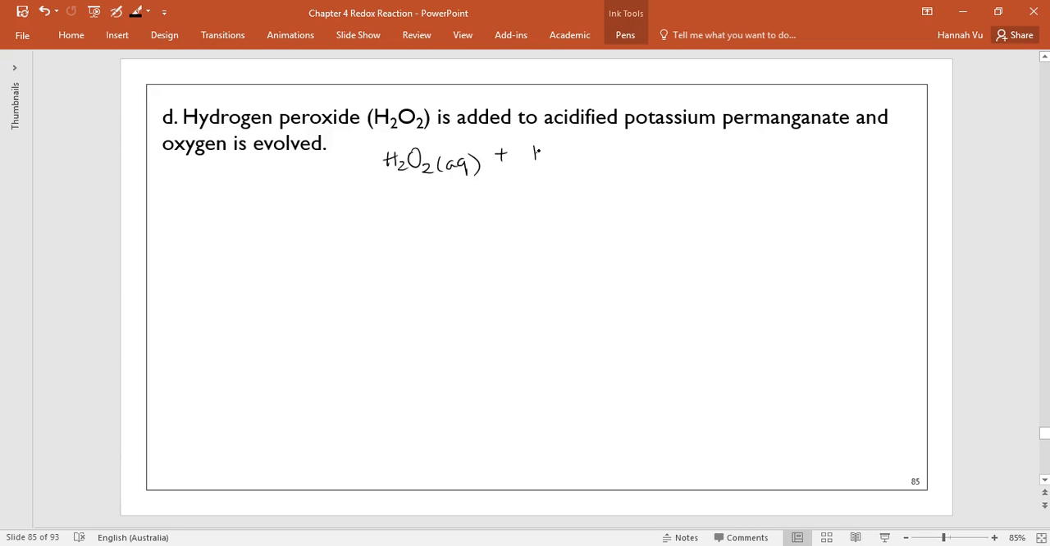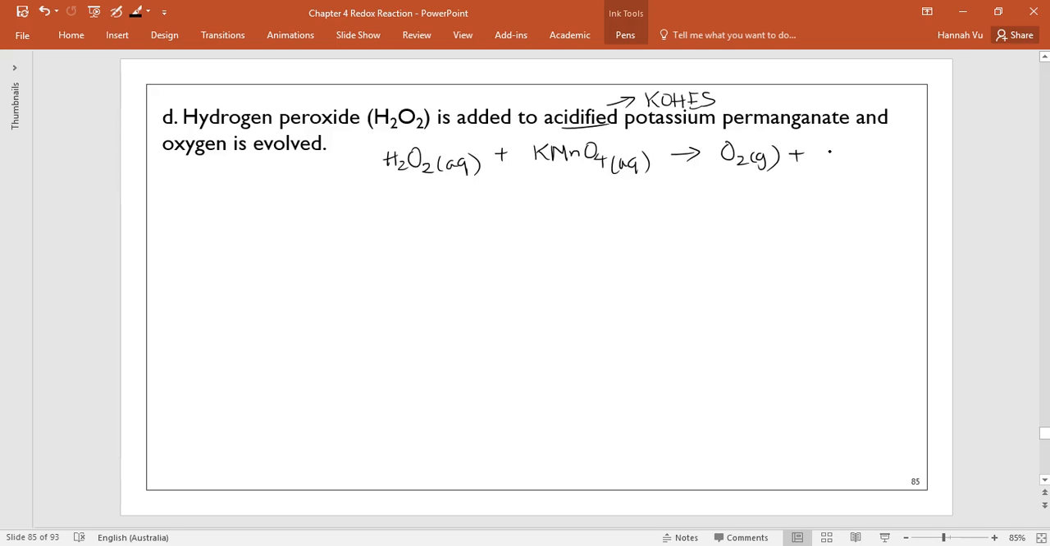Added to acidify potassium permanganate, which is an aqueous solution because it's acidified, which means you can use H+. I think they just stopped giving you any information here. Oxygen is evolved. Okay, this is not enough information.